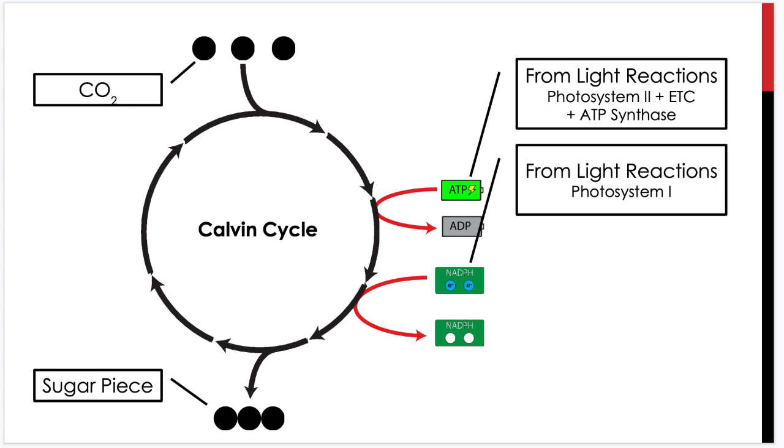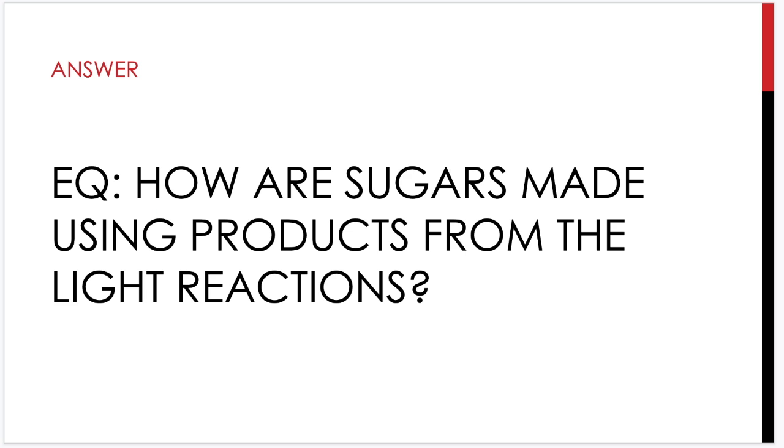So here is a recap with CO2 going to the Calvin cycle, ATP from the light reactions using ATP synthase in photosystem 2, along with the ETC, and then NADPH from the light reactions from photosystem 1 will be used to make those sugar pieces. And now you should be able to answer, how are sugars made using products from the light reactions?